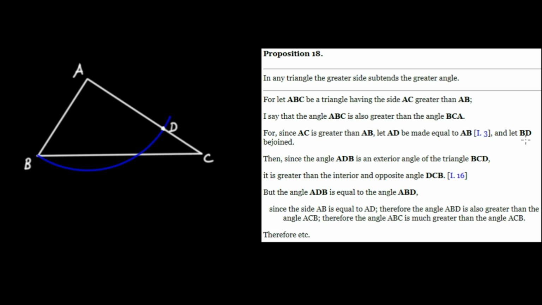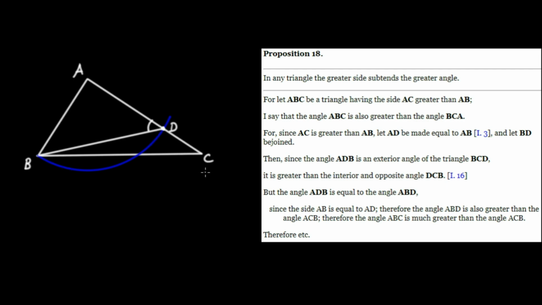And he says, let BD be joined. So we'll just connect those two. And note that we have AB equal to AD by proposition 3. And you'll note that down here we have the smaller triangle BCD. And Euclid notes that the angle ADB, which is this angle right here, is an exterior angle of the triangle BCD, this lower one right here.